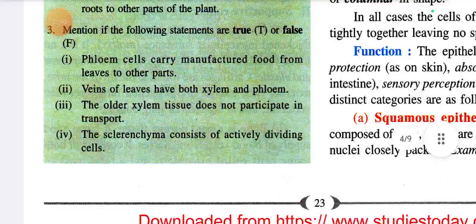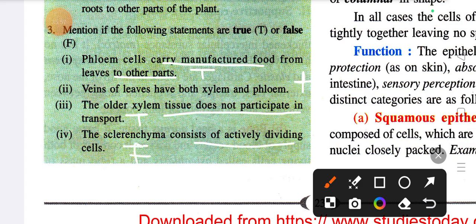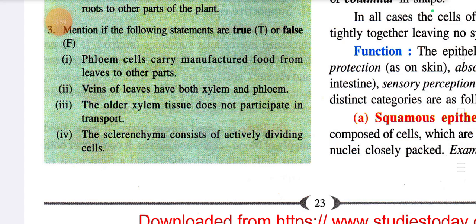Mention if the following are true or false. Phloem cells carry manufactured food from leaves to other parts. True. Veins of leaves have both xylem and phloem. True. The older xylem tissue does not participate in transport. True. Sclerenchyma consists of actively dividing cells. False. It is composed of dead cells.